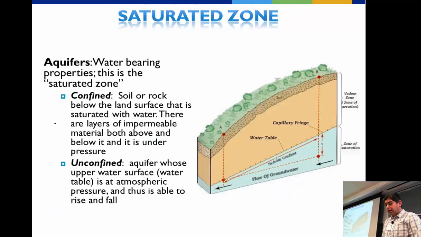And there are aquifers that are confined and unconfined. Basically, the confined ones are like a sandwich, the ham of the sandwich. If you have an impermeable layer and then an aquifer below, that is a confined aquifer.